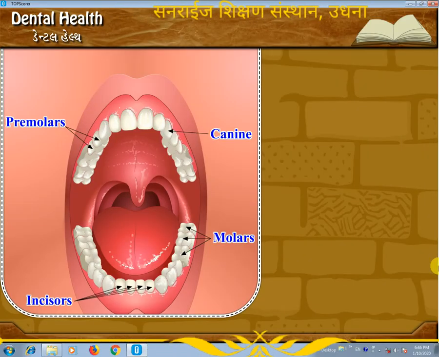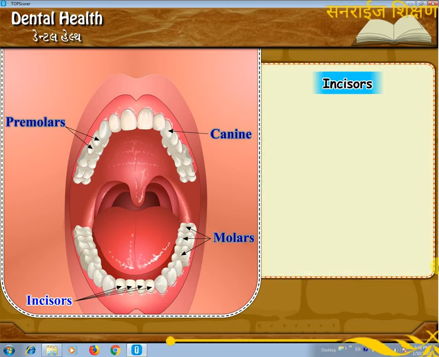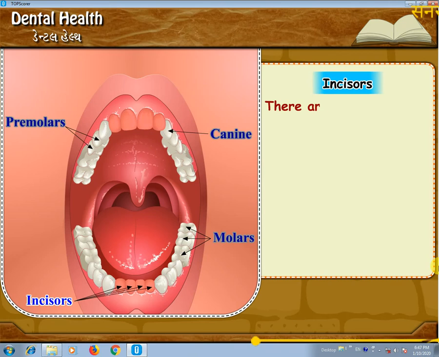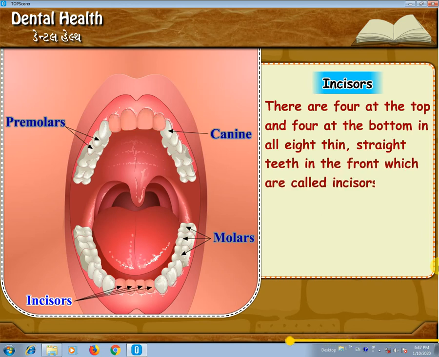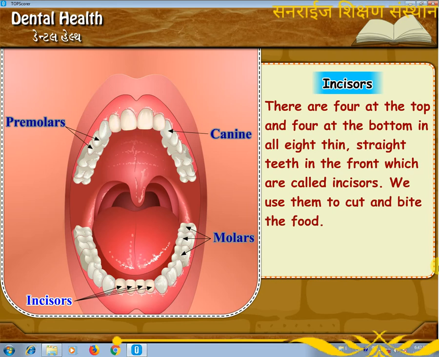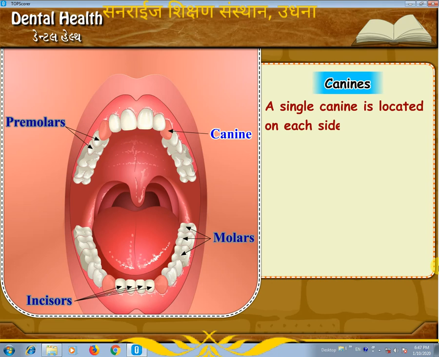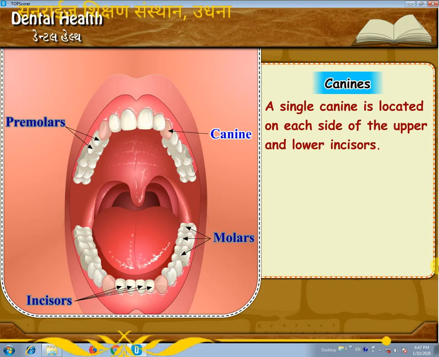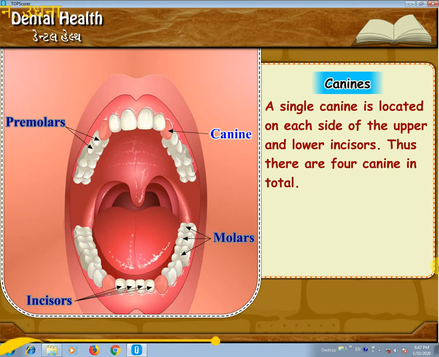Incisors. There are 4 at the top and 4 at the bottom, in all 8 thin, straight teeth in the front, which are called incisors. We use them to cut and bite the food. Canines. A single canine is located on each side of the upper and lower incisors. Thus, there are 4 canines in total. They are used for ripping and tearing food.